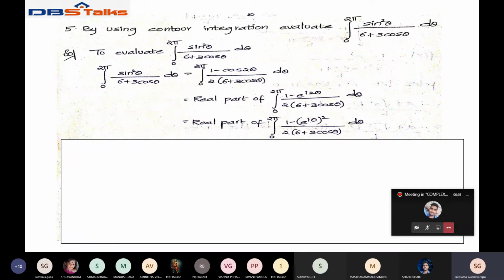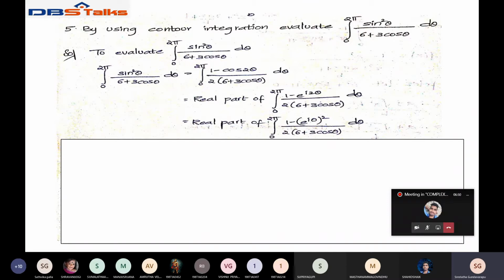Next problem is: by using contour integration, evaluate the integral from 0 to 2π of sin²θ by 6 plus 3 cos θ dθ. So this is the same as the previous problem. Now to evaluate the integral from 0 to 2π of sin²θ by 6 plus 3 cos θ dθ.